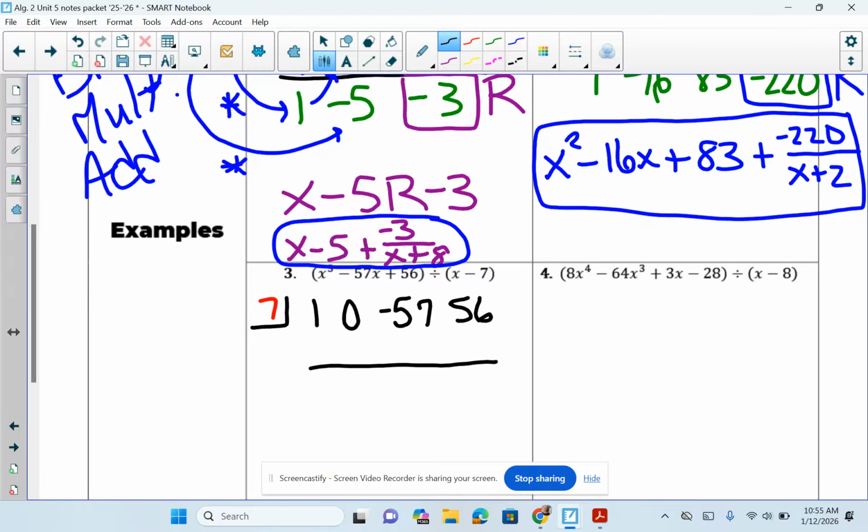Don't forget your placeholders. I'm going to give you a moment to finish that one and then do number 4 on your own. So finish number 3 and then do number 4 on your own.